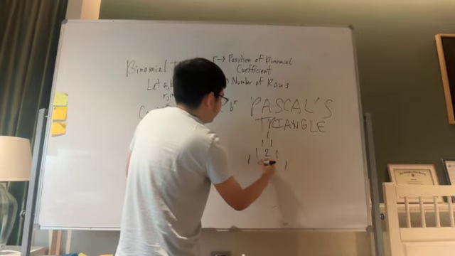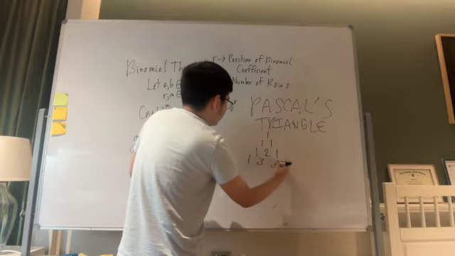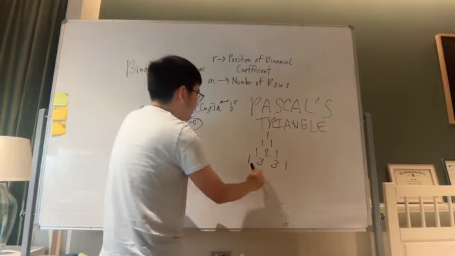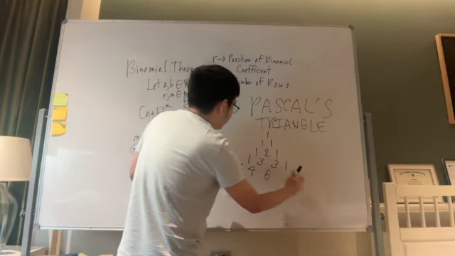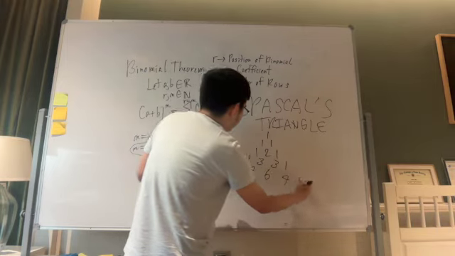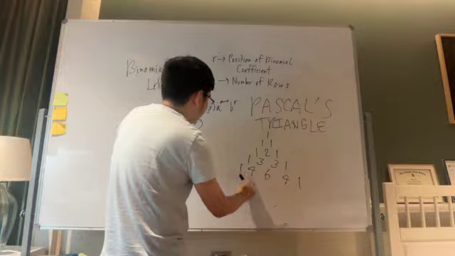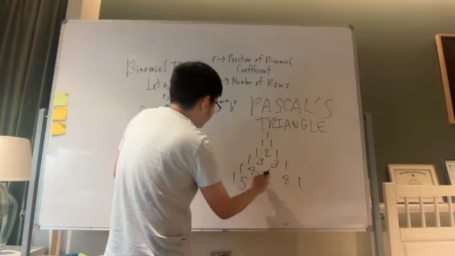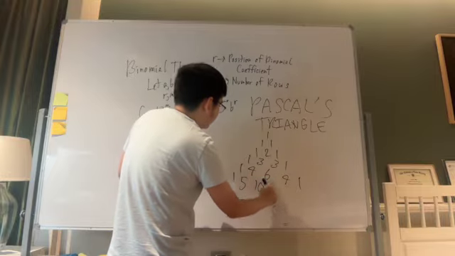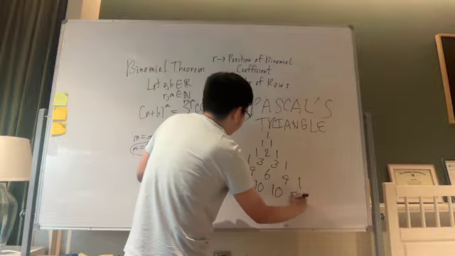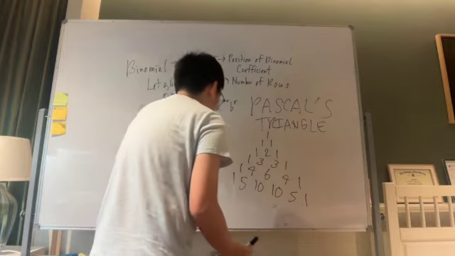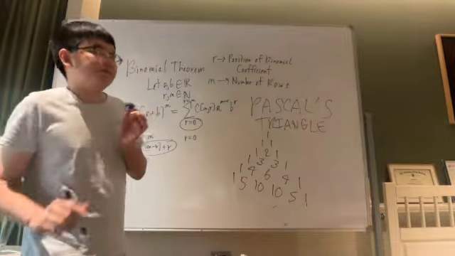1 plus 2 here is 3, 2 plus 1 is 3. And I repeat the pattern here. 1 plus 3, 4, 3 plus 3, 6, 3 plus 1, 4, another 1, and I'm going to keep going. 1 plus 4, 5, 4 plus 6, 10, 6 plus 4, 10, 4 plus 1, 5, 1. And you get the general idea.